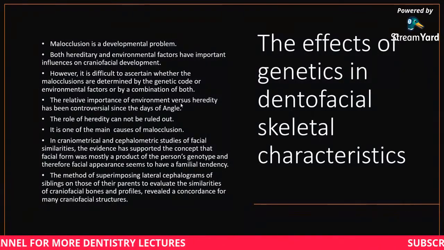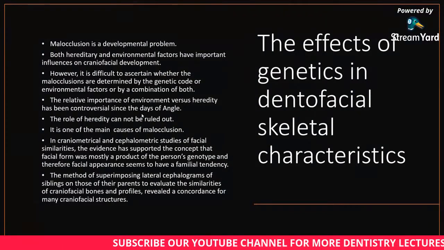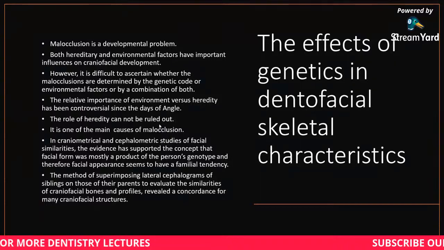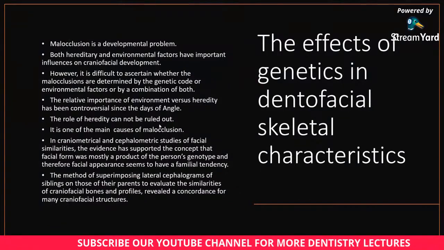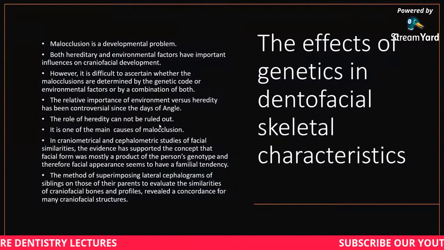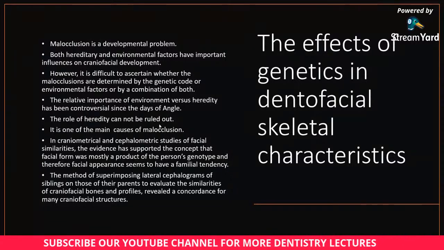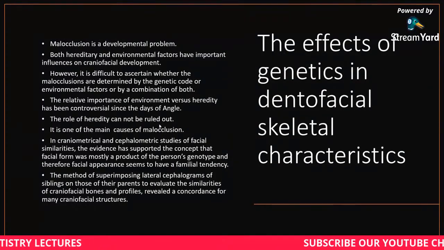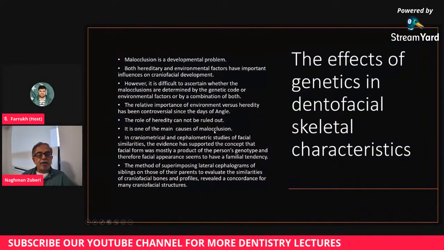The relative importance of environment versus heredity has been controversial even from the days of Edward Angle. The role of heredity cannot be ruled out. Whenever you see a patient of malocclusion, you trace the cause, and you may find out that maybe their biological parents, one or both, or maybe some siblings, or biological grandparents, anywhere in the family, or maybe some first cousin, or maybe some uncles or aunts, they would be having a problem. The role of heredity, as I said, cannot be ruled out. It is one of the main causes of malocclusion.